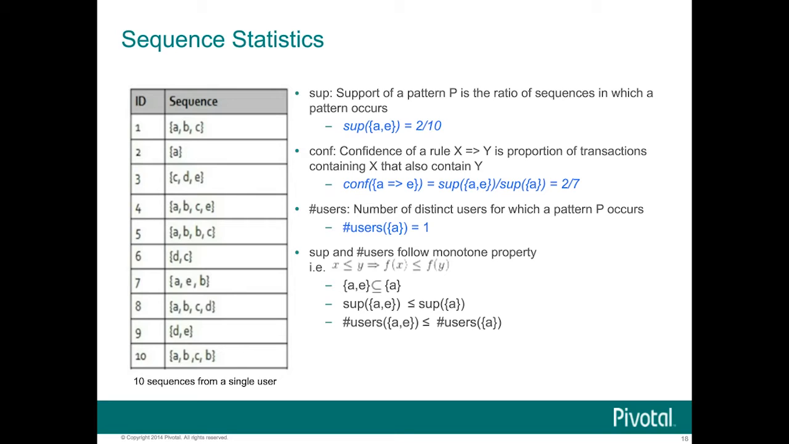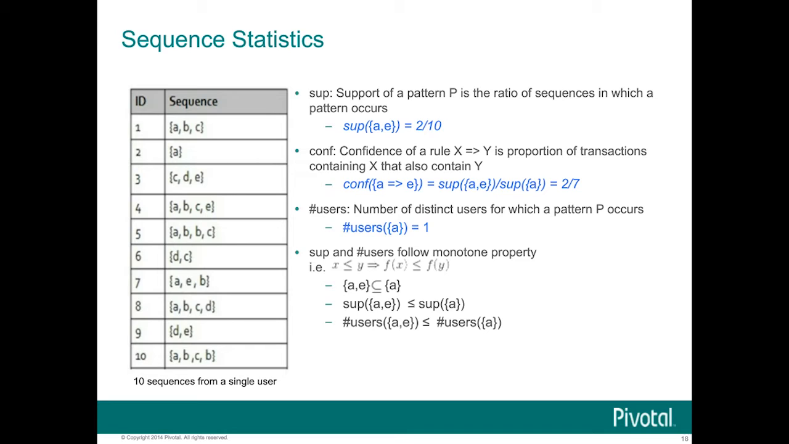Support and the number of users follow a monotone property. So what exactly is a monotone property? If X is less than Y, then any function of X would also be less than any function of Y. So how does it apply to support and number of users?